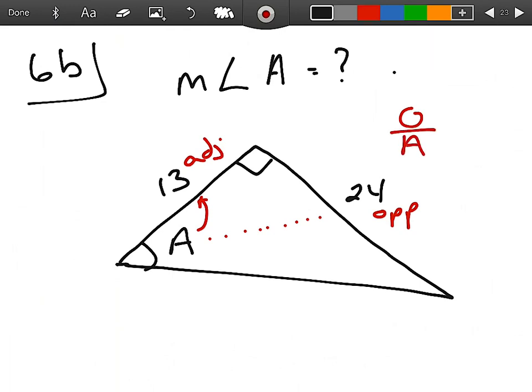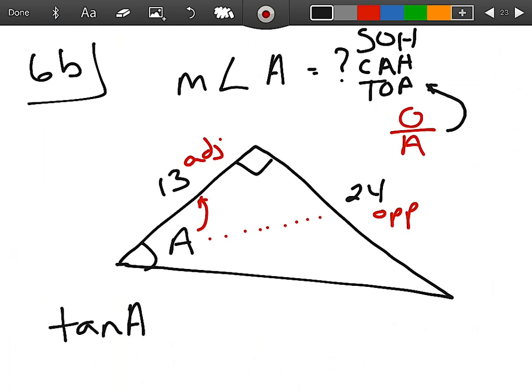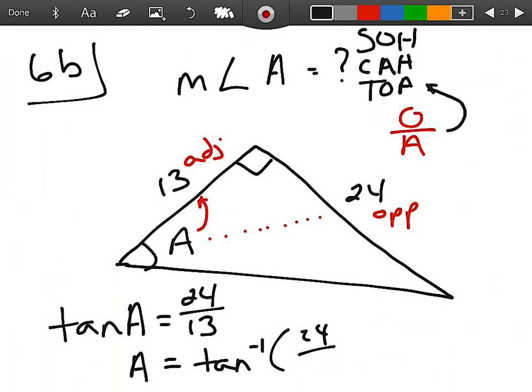So if I wrote at the top of my page, like you should on every trig problem, SOHCAHTOA, which one can I use with the O and the A? It's the tangent. So I can write the tangent of the measured angle A is equal to my opposite, which is 24, over 13. And then this is where it gets tricky. The angle itself is equal to the tangent inverse of 24 over 13.